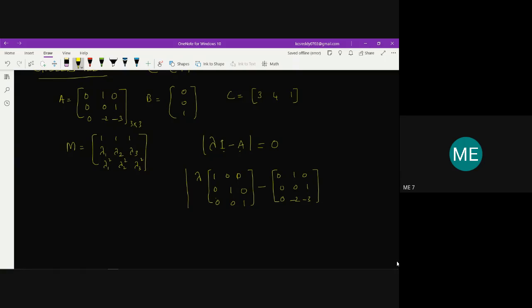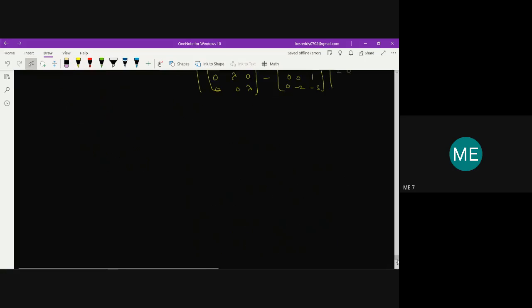So lambda is multiplied to this identity matrix. We are going to get lambda 0 0, 0 lambda 0, 0 0 lambda, determinant of this, then minus 0 1 0, 0 0 1, 0 minus 2 minus 3. Then we need to subtract this matrix from the first matrix. So subtraction is done now.